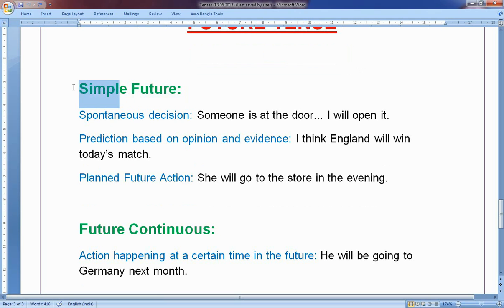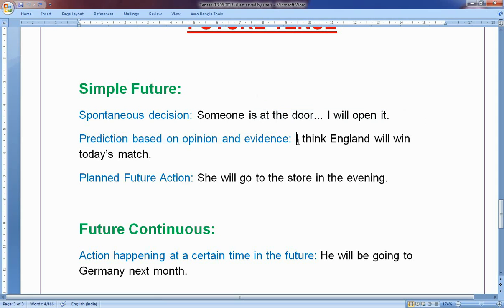Let's see where it is used. Firstly, in spontaneous decision. Now, what is a spontaneous decision? A spontaneous decision means an on spot or an immediate decision you take based on certain events. Example, someone is at the door, I will open it, which means that somebody knocked on the door and on spot you decided, okay, I will open it, nobody else has to do it.